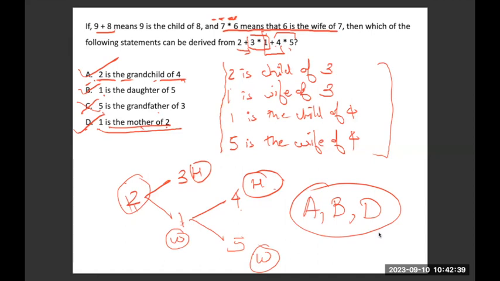Yes, this is bigger. This is the grandparents. These are the parents and this is the child.